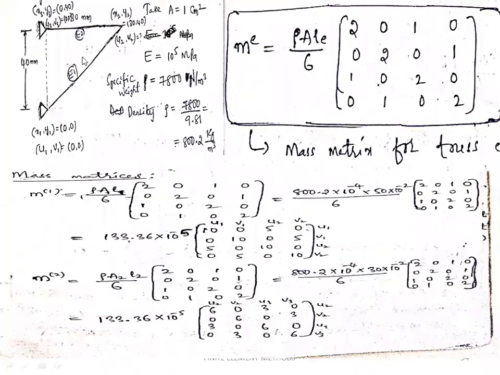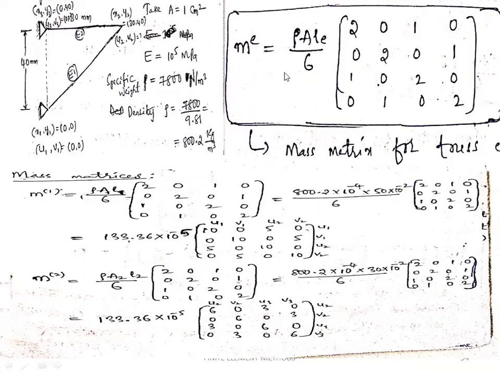To calculate the global mass matrix, we have to calculate the element 1 mass matrix and the element 2 mass matrix. Here I'm going to use the lumped mass matrix. The mass matrix formula for this truss element is rho A L by 6 into this 4 by 4 matrix: 2 0 1 0, 0 2 0 1, 1 0 2 0, 0 1 0 2. This derivation we already saw in the previous classes.